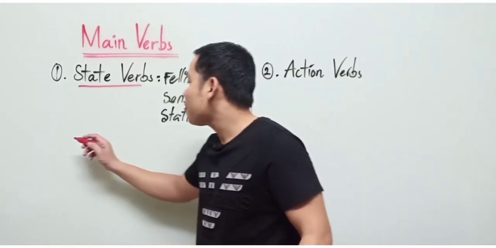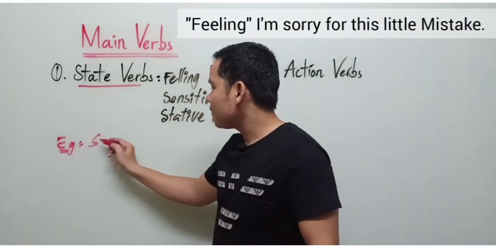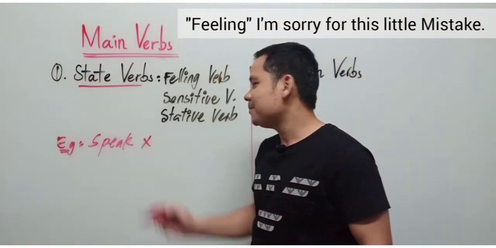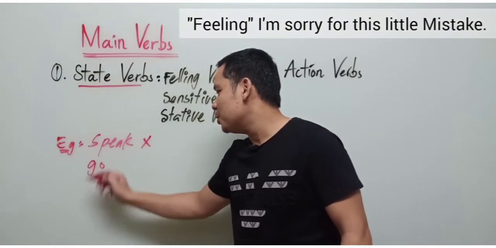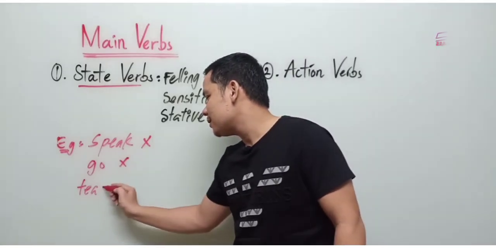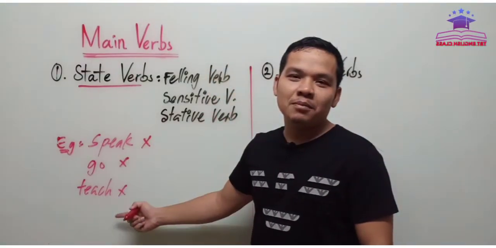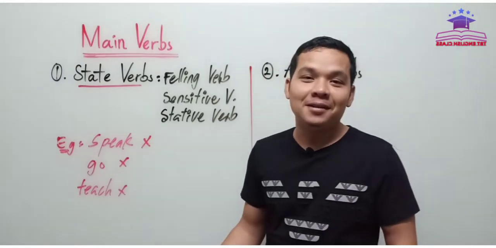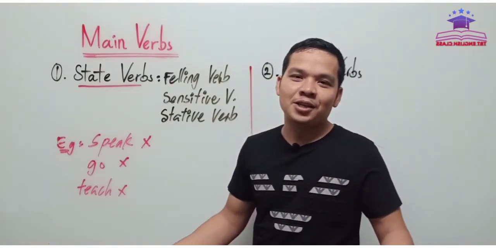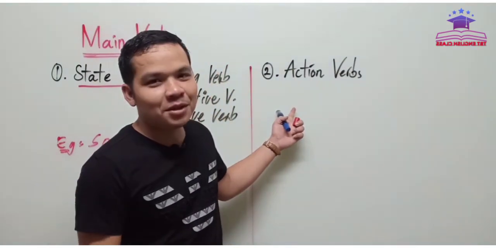You can see an example. I give you an example. You see, speak. Is it a state verb? No. Right? Like go. Is it a state verb? No. Like teach. State verb? No. Of course not, because all of these verbs just tell us about the action in the sentence. When we say I speak English, speak is not a state verb. I go home, go is an action verb, not a state verb. So speak, go, take, you will see in number two.